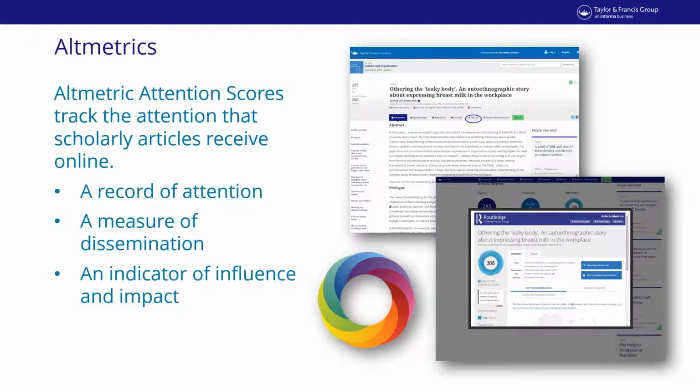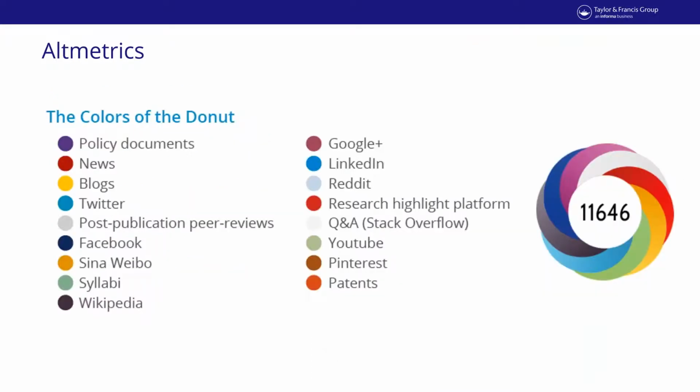So I'm just going to show you how that works. These are the colors of the donut, so you can see all the different types of media that it's measuring, and this is constantly updating with different types of media. As you see in the middle of this donut, there's a score, and the score is based on three main factors. The first factor is volume. So more mentions, higher score.